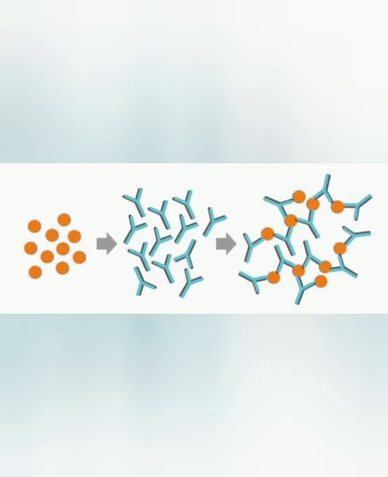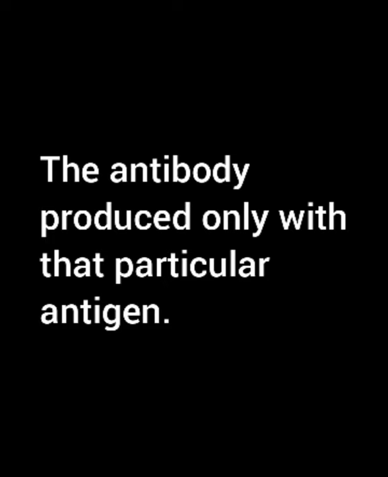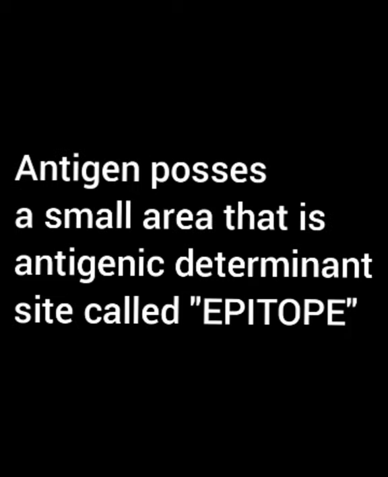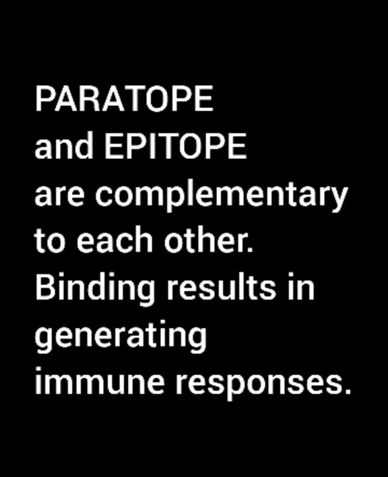If a specific antigen enters a person, then the corresponding antibody will be produced in that person's body, and these antibodies will be complementary to the antigen encountered by that person. Here the antigen possesses a small region called the epitope, a specific antigenic determining site, and the antibody contains the same small area called the paratope. This paratope and epitope can effectively bind and are capable of producing immunological reactions.